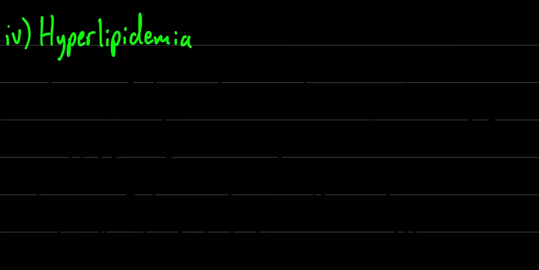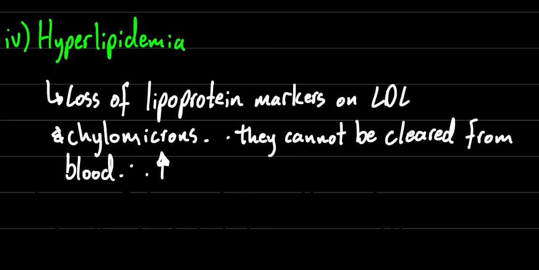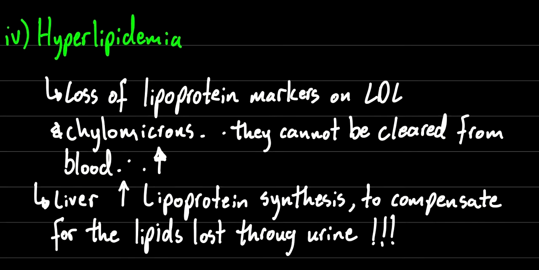Fourth, hyperlipidemia. Loss of lipoprotein markers on LDL and chylomicrons leads to them not being detected or being lysed in the system. Therefore, they increase because they cannot be cleared. They are causing the hyperlipidemia. Also, the liver increases lipoprotein synthesis to compensate for the lipids filtered into urine.